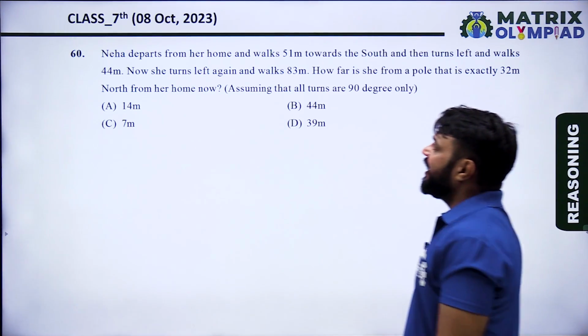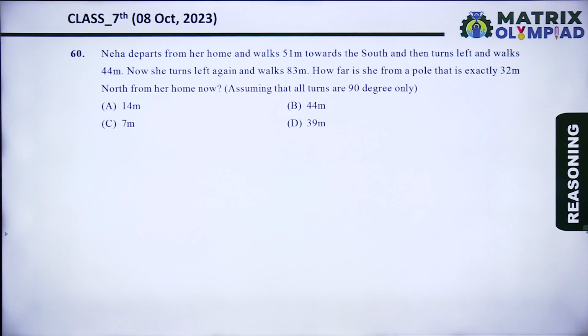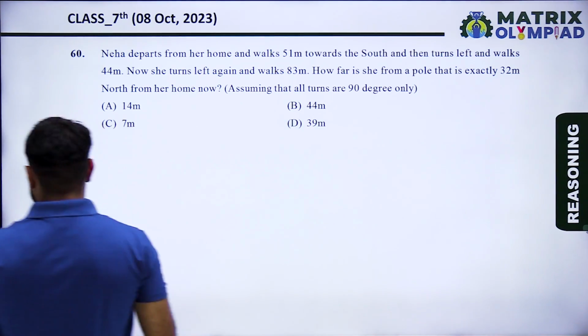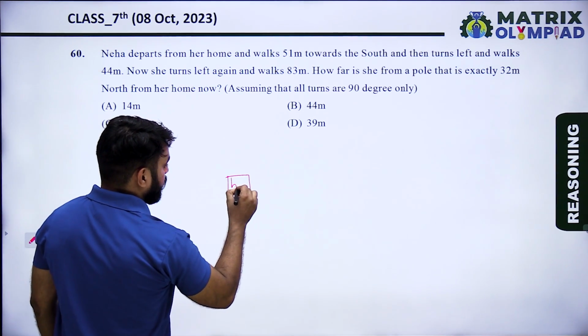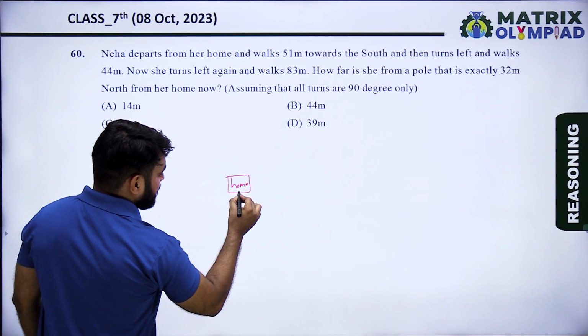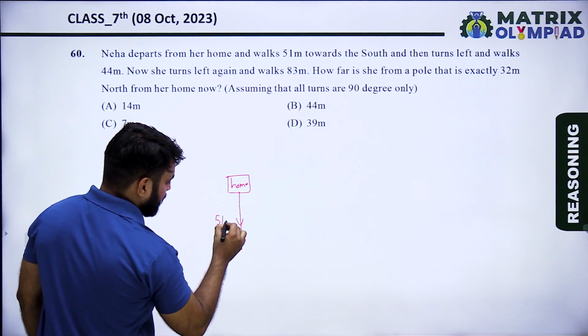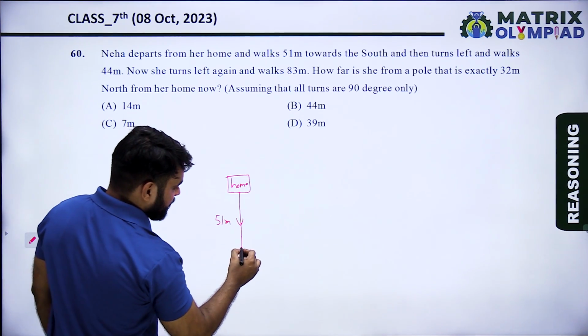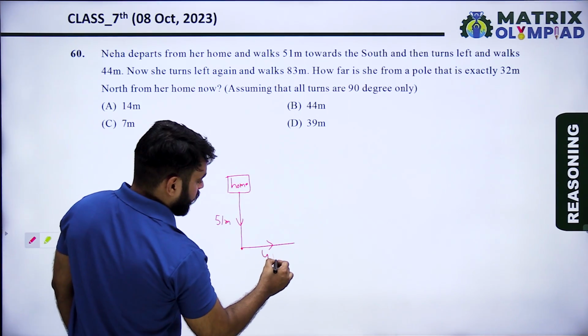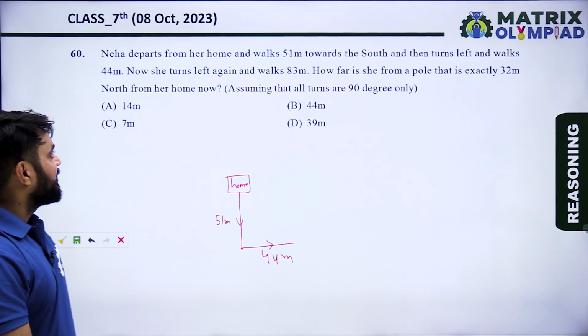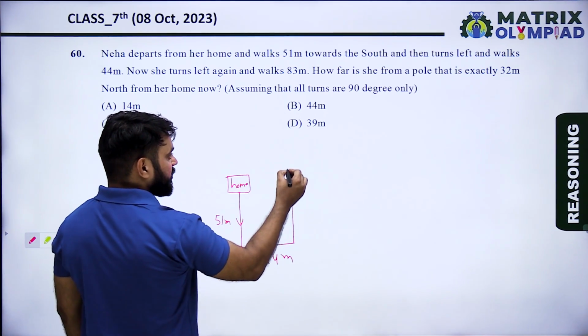So the next question is, Neha departs from her home and walks 51 meters toward the south and then turns left and walks 44 meters. Now she turns left again and walks 83 meters. How far is she from a pole that is exactly 52 meters north from her home now, assuming that all turns are 90 degrees only? Okay, Neha's home. Neha departs 51 meters towards the south direction and then turns left and walks 44 meters. Again she turns left and walks 83 meters.